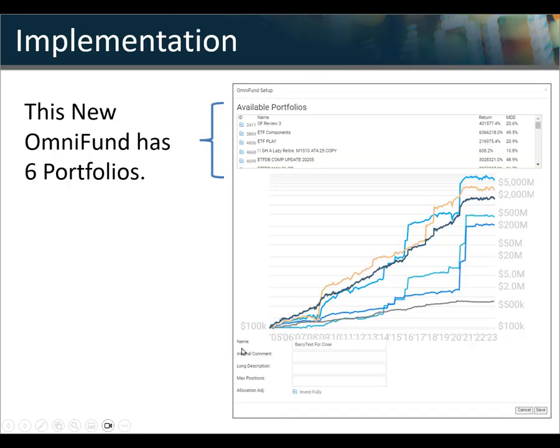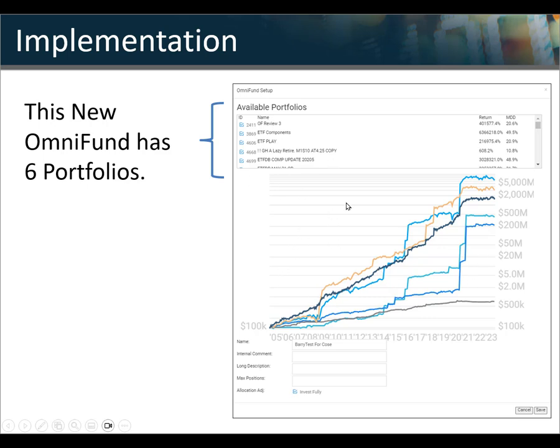Today we have actually implemented this in OmniFunds, and it was fairly challenging because it was designed for just two, and now you can have as many as you want. So it's kind of a big deal. In this picture, I've got 6 different portfolios, which is what OmniFunds are built on. And here are the curves for them.